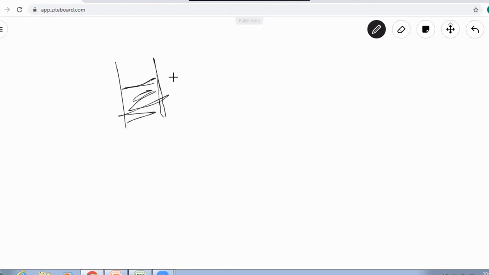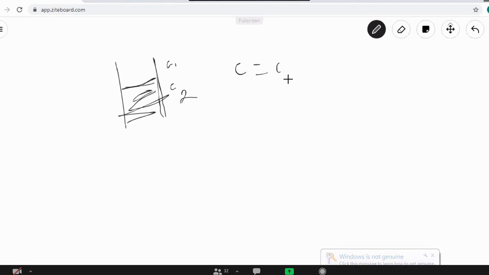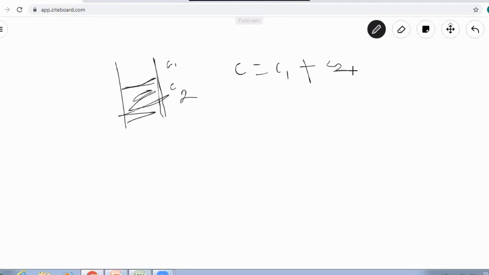In that case, we will get different capacitance values, C1 and C2. C1 for this one and C2 for this one. So the total capacitance we can write as C equals C1 plus C2.